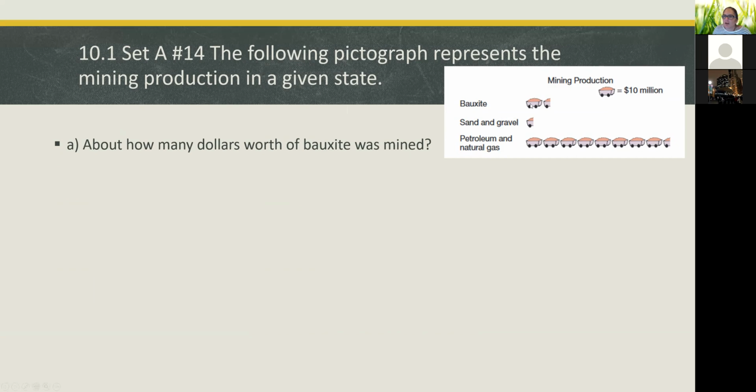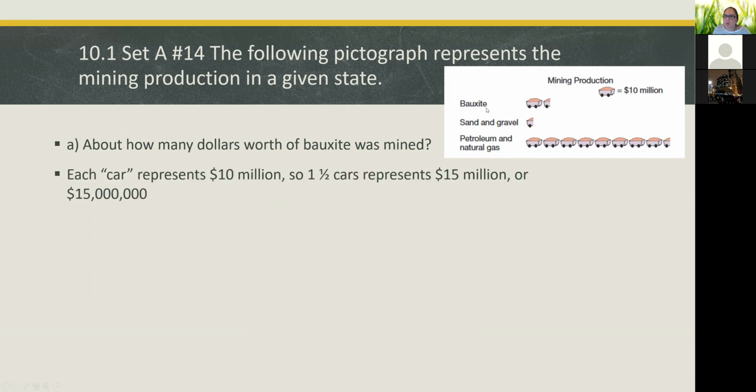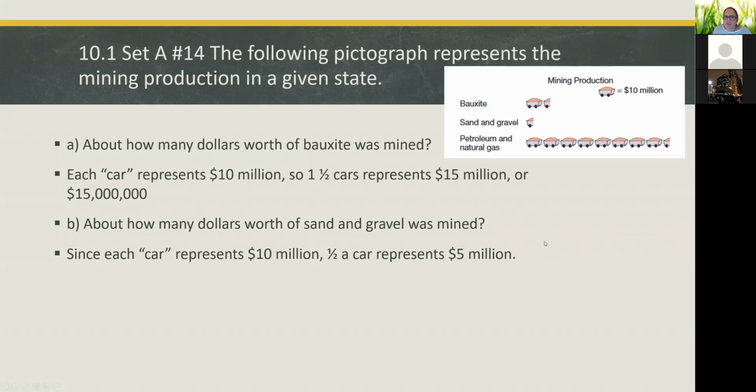So I have one car that's 10 million, and then about another half a car. So that's another 5 million. So I've got 1.5 cars, which is 15 million. This car is 10 million, this is 5 million. And then for sand and gravel, it's only half a car. So that's about 5 million.